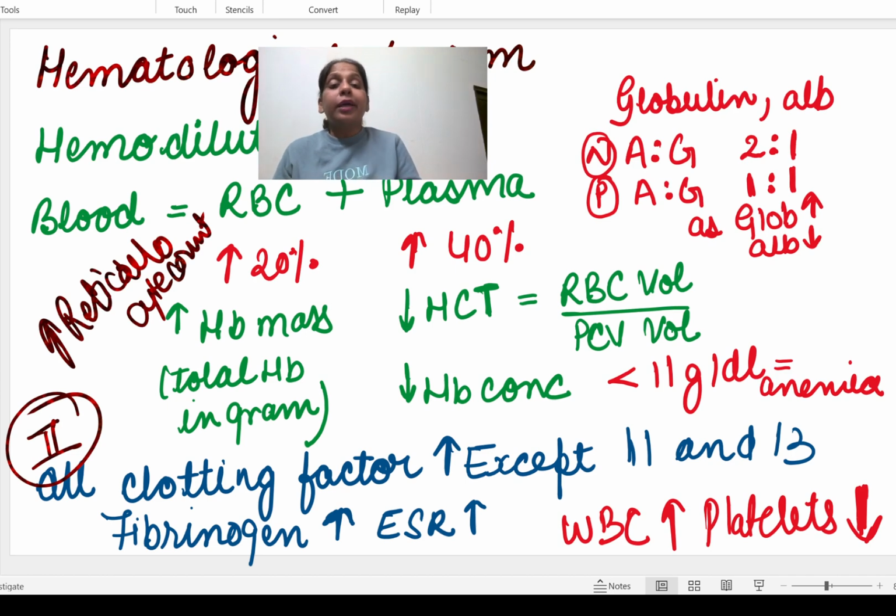Okay, there is an increase in all the clotting factors except 11 and 13. Due to the increase in the fibrinogen, there is an increase in ESR. The WBC also increases and the platelets decrease. The total proteins increase and the protein concentration decreases. The globulin increases and albumin decreases.